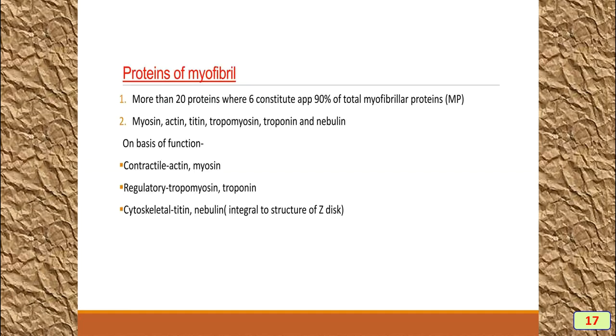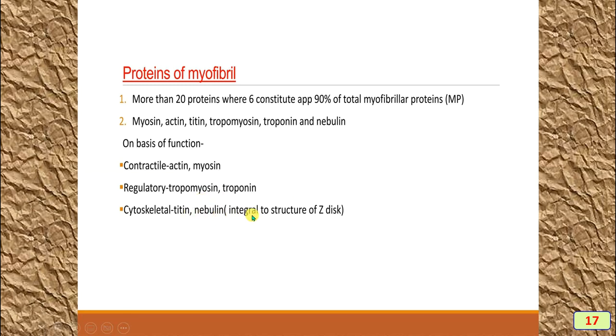So what are all the proteins of the myofibril? There are about 20 different types of proteins, of which 6 constitute about 90% of the total myofibril proteins. Myosin, actin, titin, tropomyosin, troponin and nebulin are the 6 constituent proteins. On the basis of function, actin and myosin are contractile in nature, whereas tropomyosin and troponin are the regulatory ones.